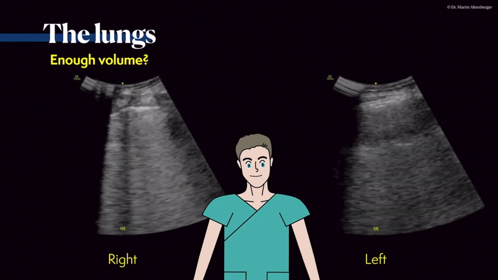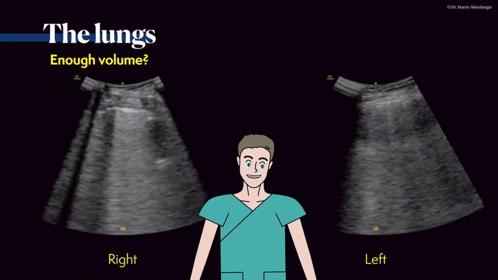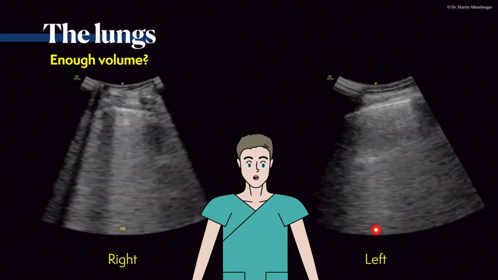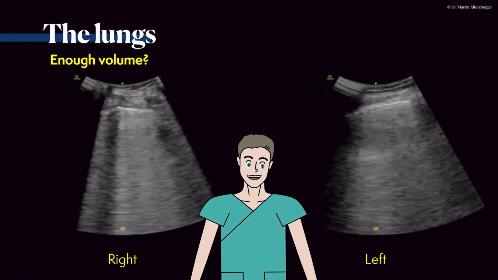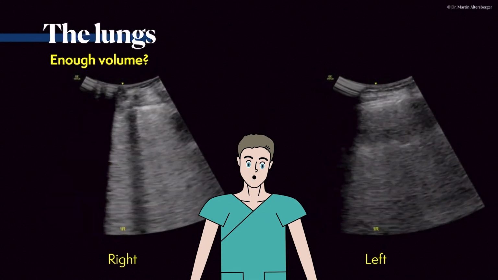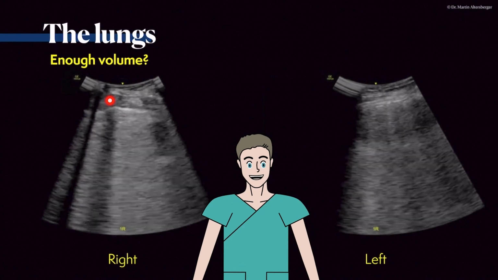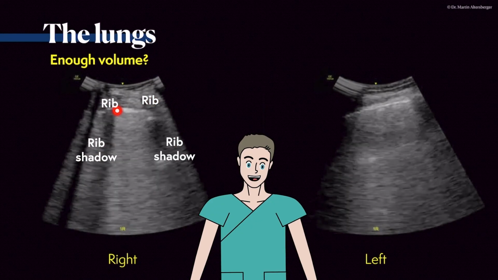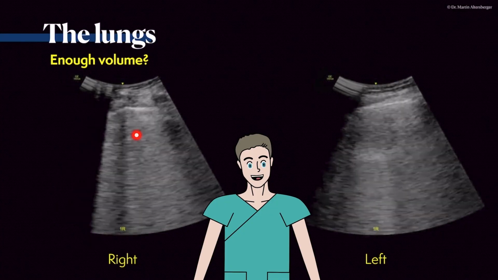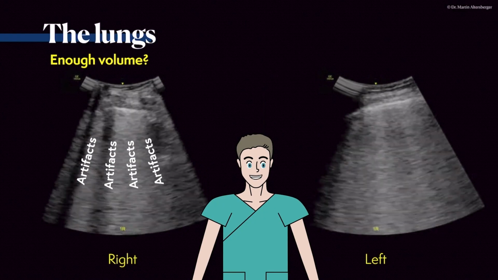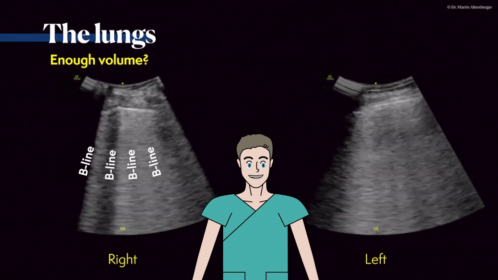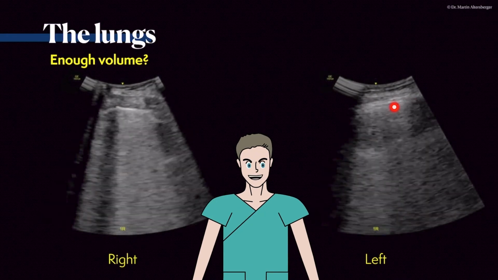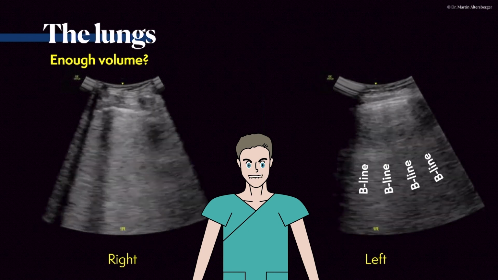Let's take a look at the lungs. When we look at the lungs, this is the right side, this is the left side. Here the R is simply wrong, so depending on your machine, you can also write the various zones you're scanning. In this case, you have your rib shadows, and in between the rib spaces, there's the smooth pleural line. You have plenty of artifacts, so many B-lines. That's a so-called white lung. On the left side, you see a similar image, a lot of B-lines.